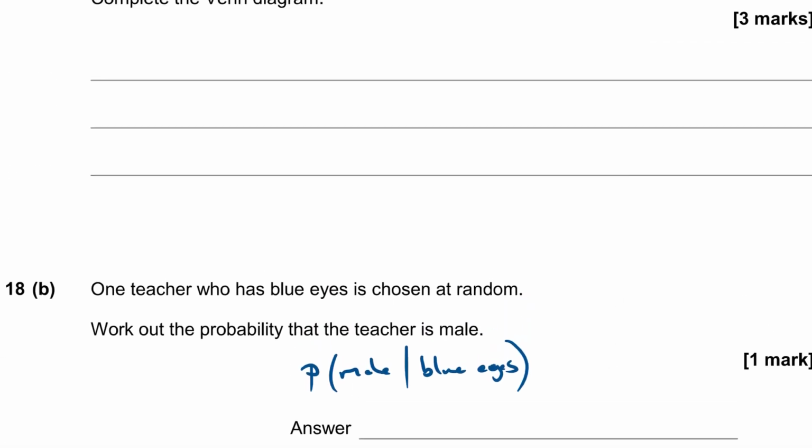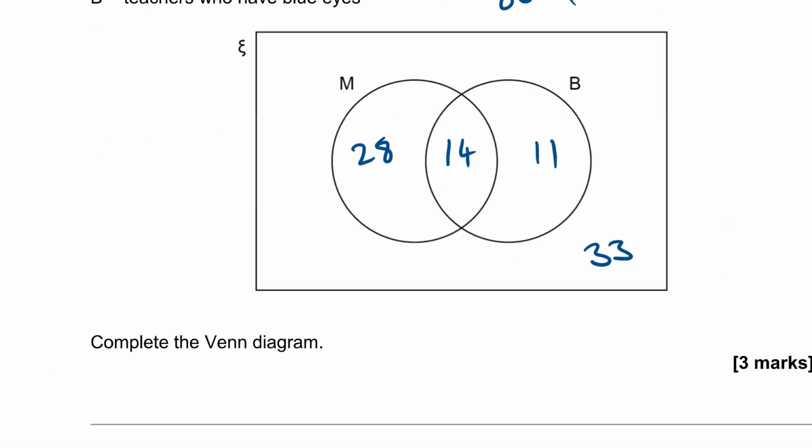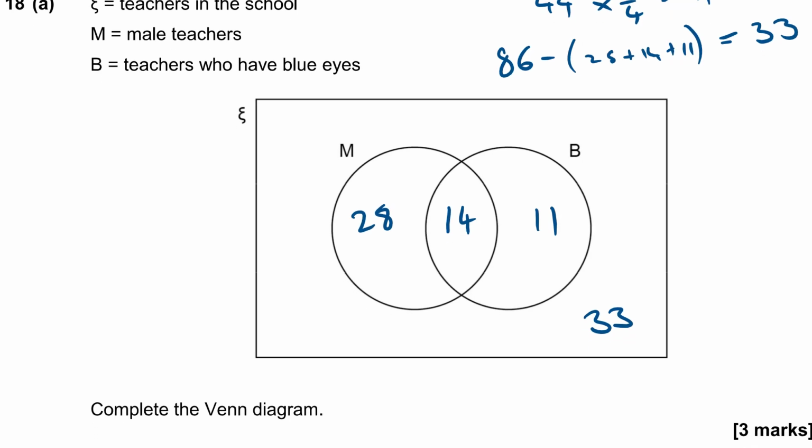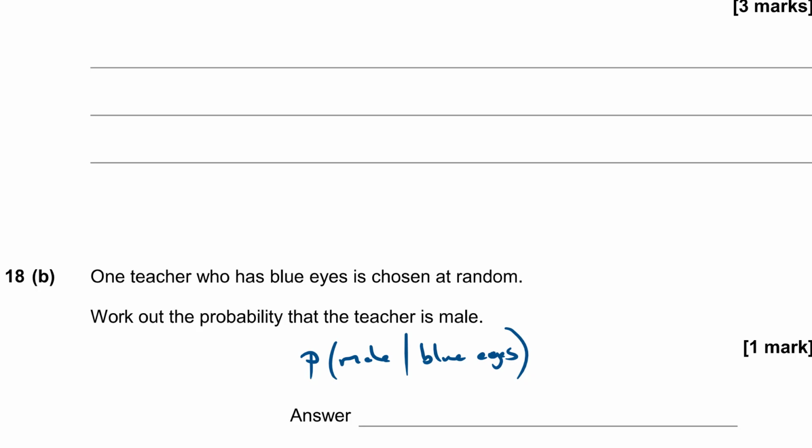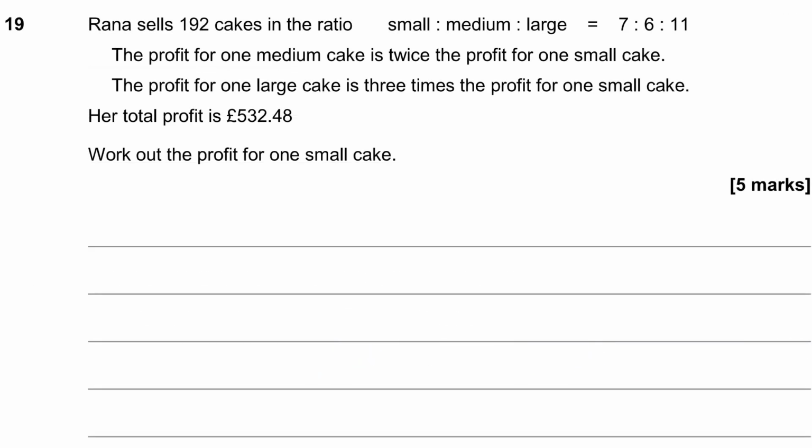In other words, if we know that the teacher is in this group, what is the probability then that they are here? So that's going to be, there are 14 teachers with blue eyes out of a total population of 25 teachers with blue eyes. So that is going to be 14 over 25. Gosh, there's lots of ratio questions here.